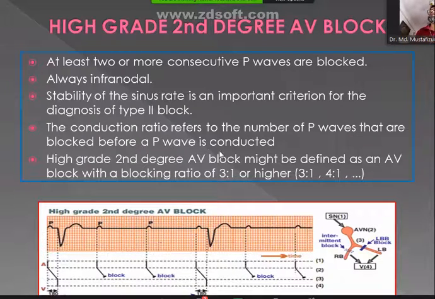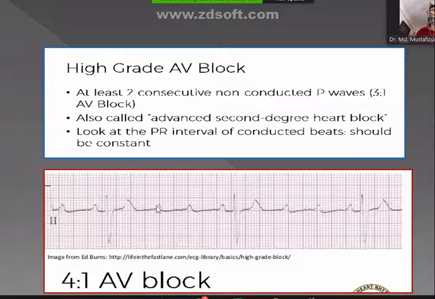And another one, this is a 4:1. Among the four P waves, one is conducted and three are non-conducted. So 4:1. At least two consecutive non-conducted P waves are necessary, and the PR interval should be constant. It is another important point.